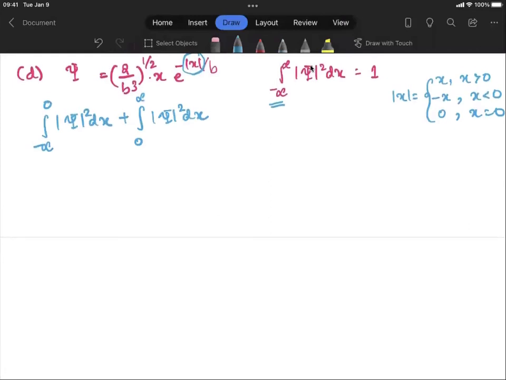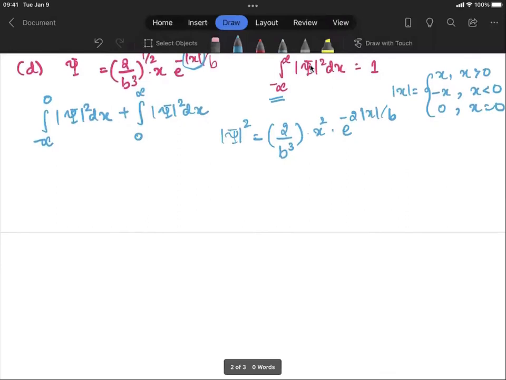In order to do that, let's take a quick look at the value of psi squared. We've done it in the previous parts, it's going to be 2 over b cubed times x squared times e to the negative 2 times modulus of x over b. So this is the value of psi squared.